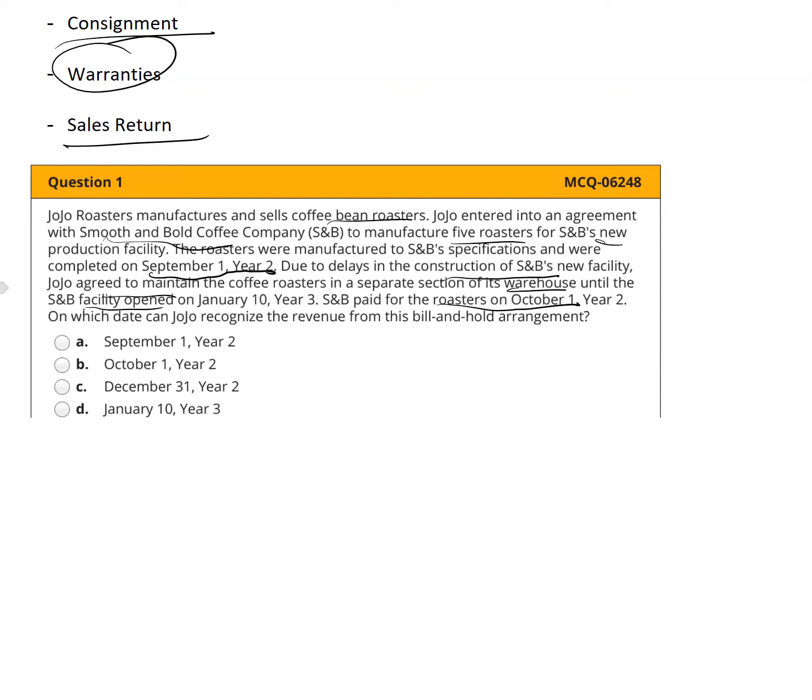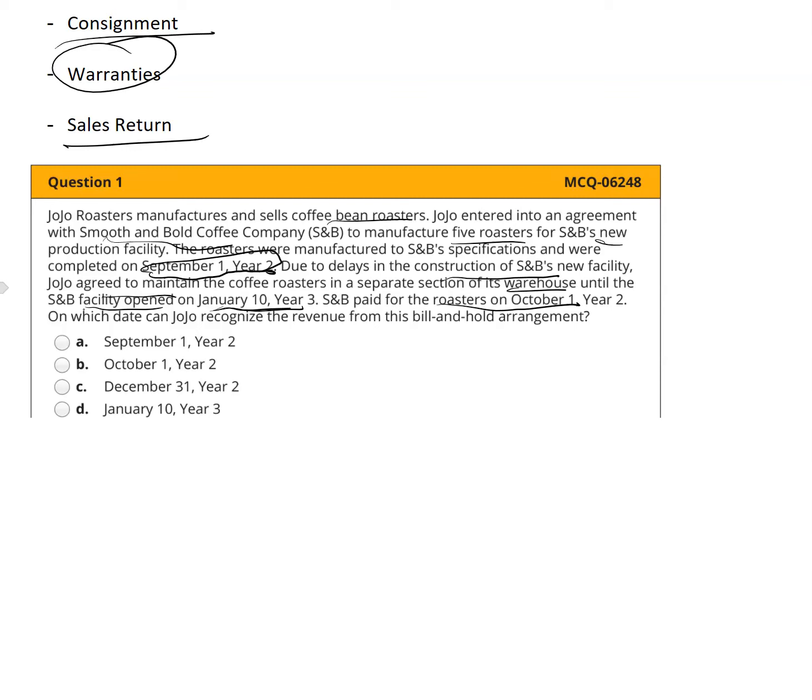Now when you record the revenue, look at the dates here. Jojo completed the product on September 1st, year 2, and is ready to deliver it. But on the other hand, your customer is not ready to receive the products. Rather, they say you have to wait until next year, January 10, and they already paid. So what type of example is it? It is a bill and hold example.